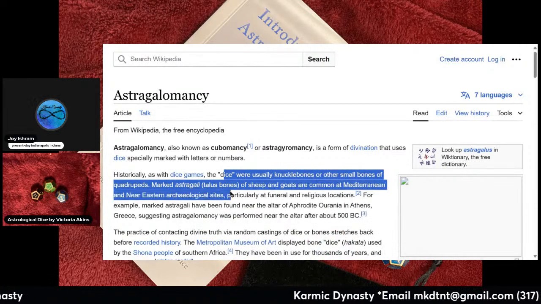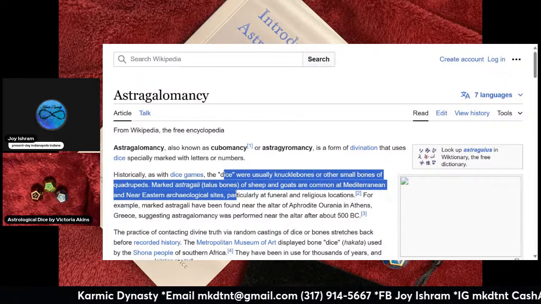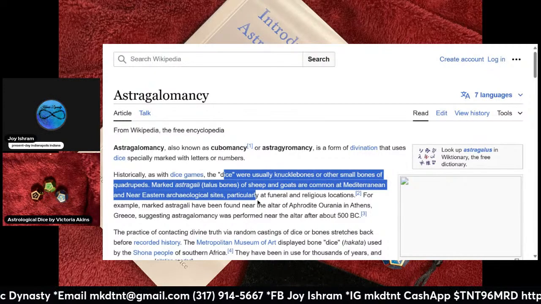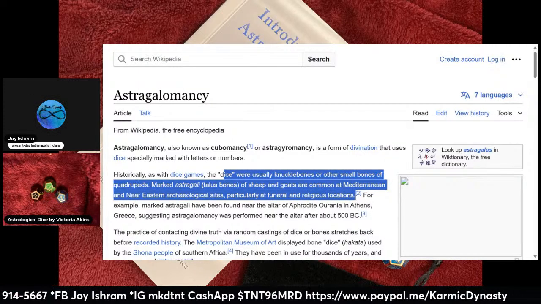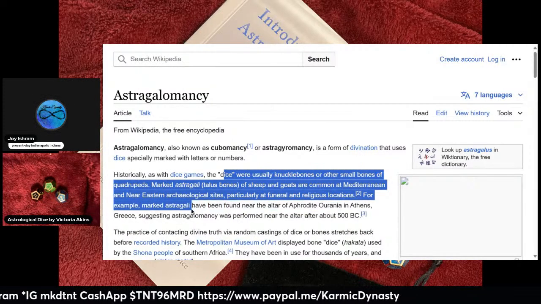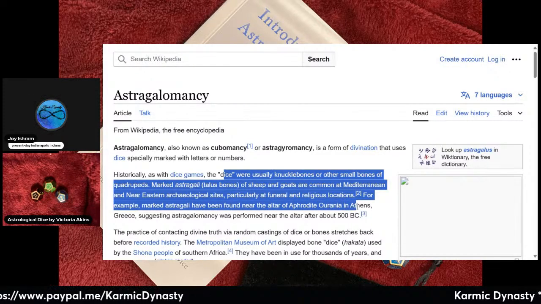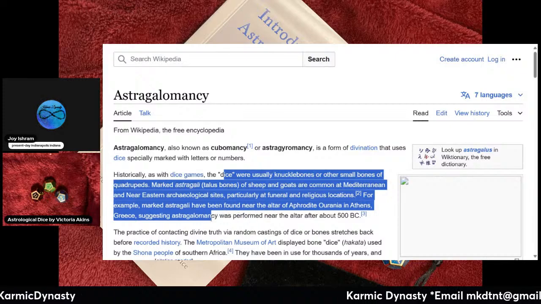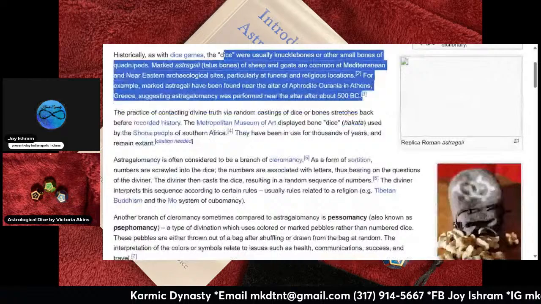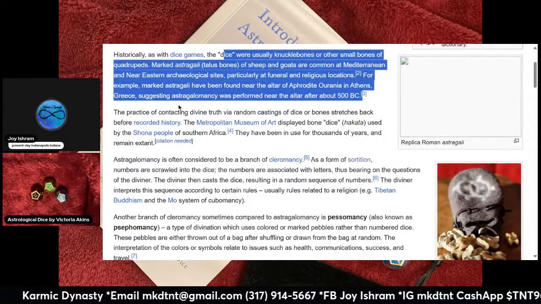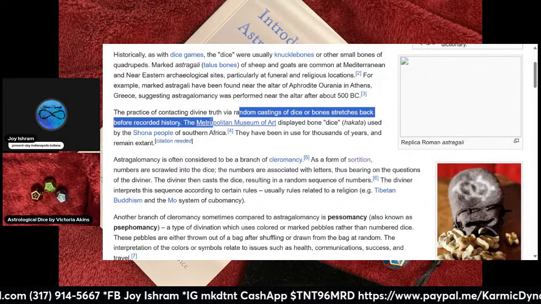Talus bones of sheep and goats are common at Mediterranean and Near Eastern archaeological sites, particularly at funeral and religious locations. For example, marked astragali have been found near the altar of Aphrodite Urania in Athens, Greece, suggesting astragalomancy was performed near the altar after about 500 BC. The practice of obtaining divine truth via random castings of dice or bones stretches back before recorded history.